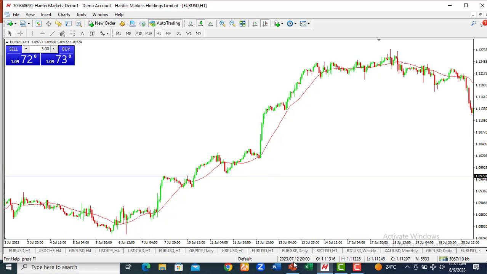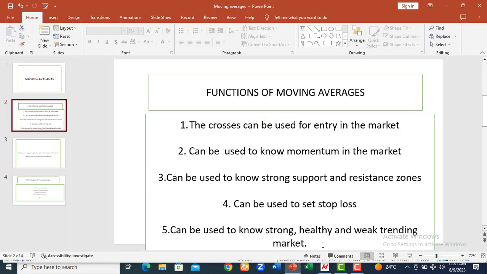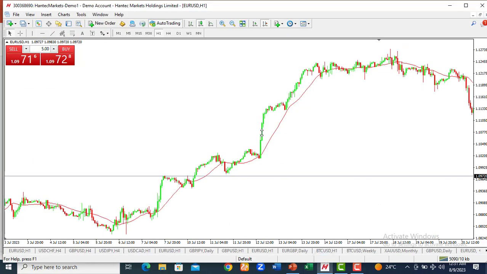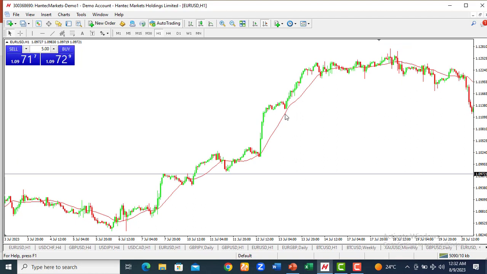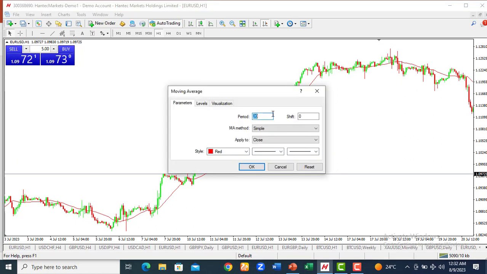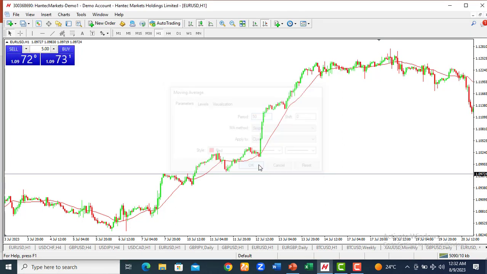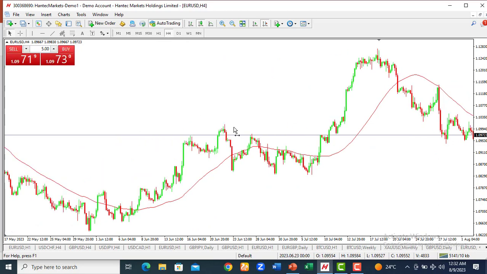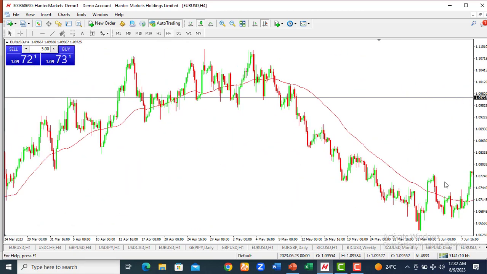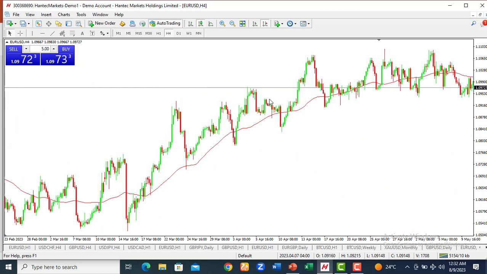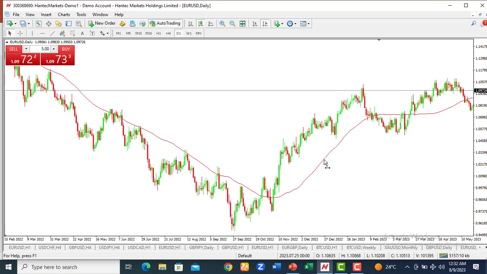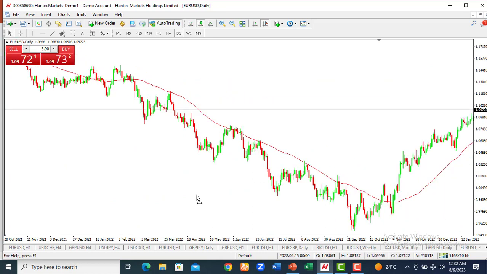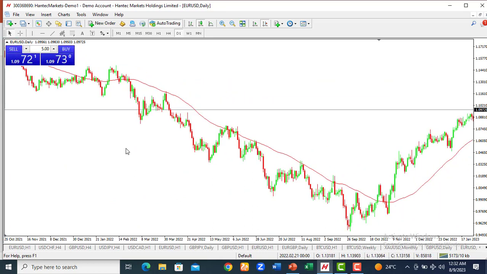So I also want to say something that can help you to know a healthy trending market. What is a healthy trending market? A healthy trending market is a market that obeys the 50 period moving average. So something like this, the 50 period moving average. Any market that respects the 50 period moving average is a healthy trending market. You can use it as your trend line, and it works perfectly well. So the same function of a trend line, if you understand moving averages, you will see it. Now look at what is happening.